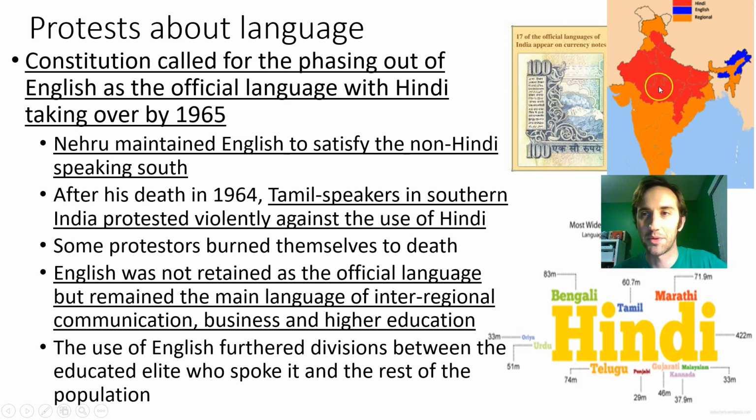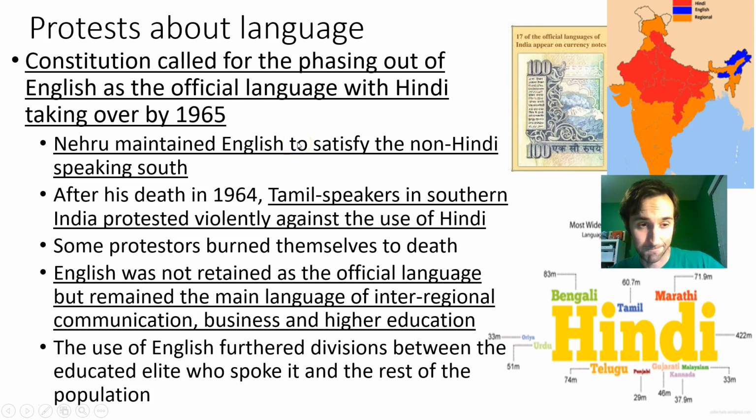And so you can see in this map up here, the areas in orange are still speaking a variety of regional languages. The area in red is still speaking Hindi, and that's where the capital is, and where 50% of the population is. And then these smaller areas in blue are where English is the dominant language. But largely you've got all these regional languages, and they wouldn't be too happy about Hindi taking over. Even on their money, 17 of the official languages of India appear on currency notes.